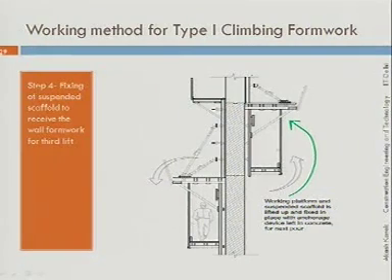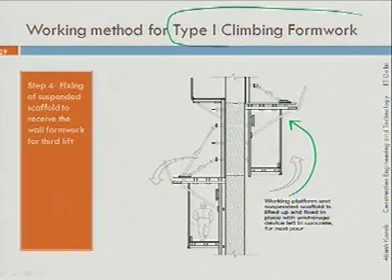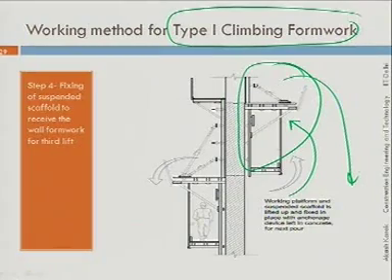Is this clear to your technology class? Don't worry what we are fixing, I will tell you those details. Principle is clear to you? In type 1 climbing formwork, what is done is we are dismantling the whole formwork, and then we are bringing it to the ground. We are cleaning it at the ground, and then again it is being transported and assembled at the next level.